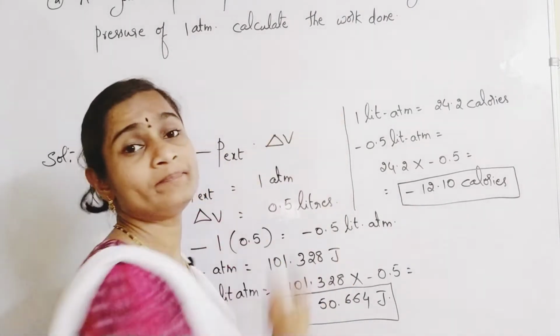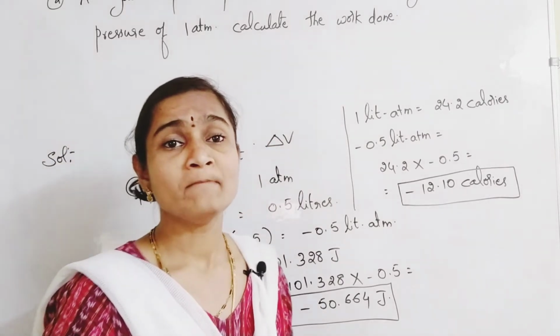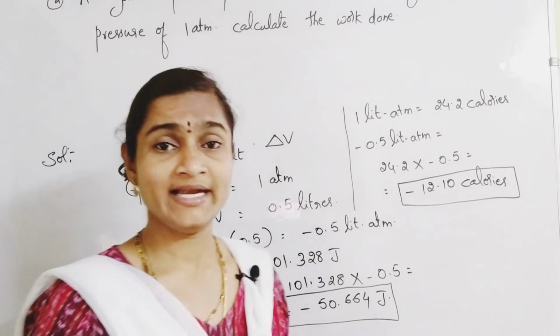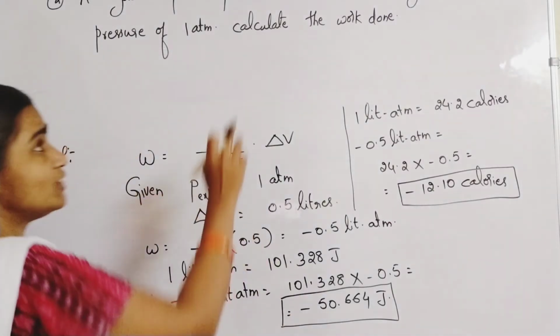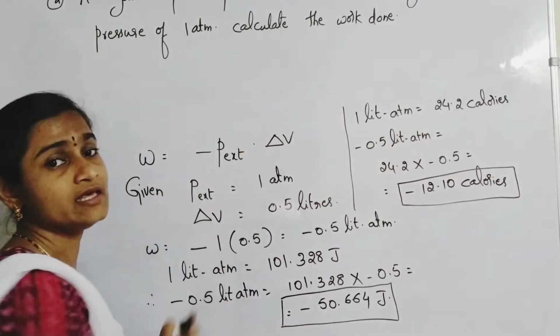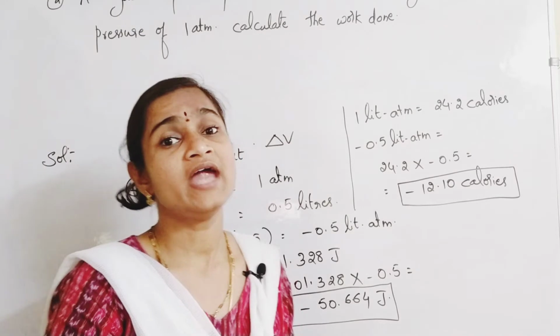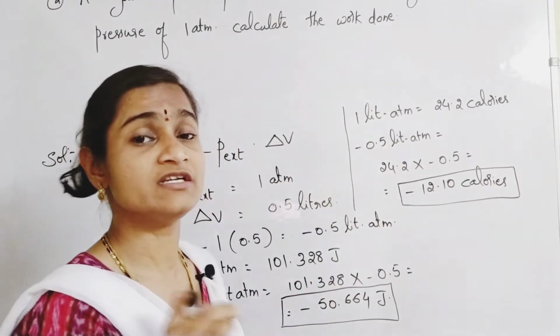Calculate the work done. Same formula again you will apply: W is equal to minus P external into delta V. V final is 3.5, V initial is 3. So you will find delta V and substitute in the formula minus P external into delta V.